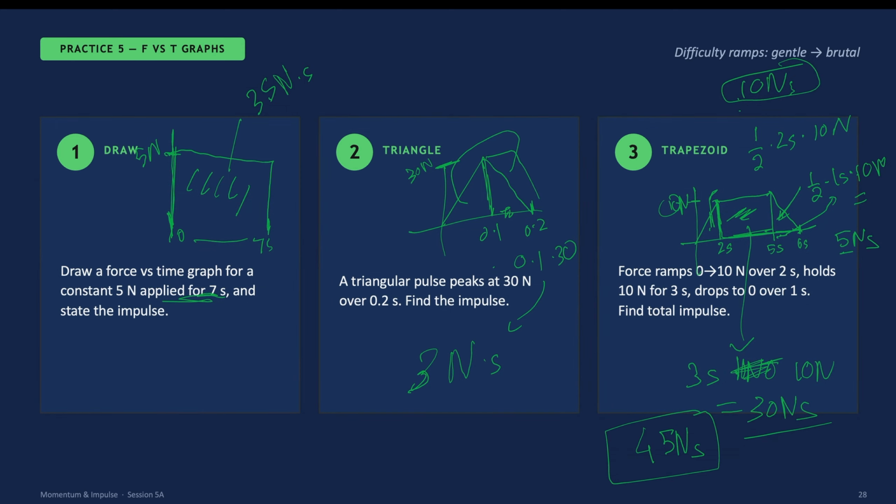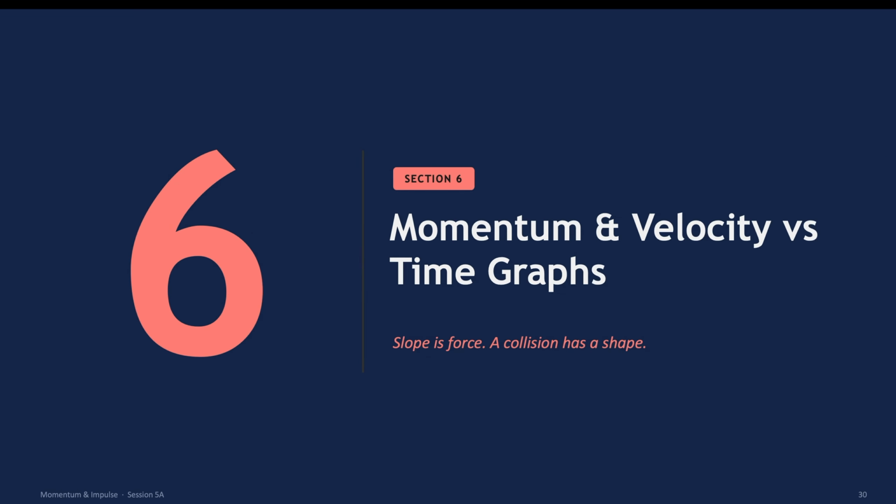Okay, so that's how you solve those graphs. Now, let's look at momentum and velocity versus time graphs, okay? So remember how we went over velocity versus time graphs before? And we determined that the area under those graphs was the what? You guys remember? The area under velocity time graphs was displacement, and the slope of those graphs was acceleration.